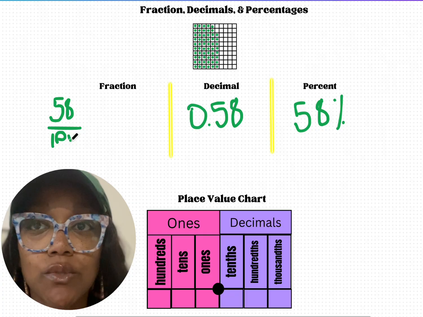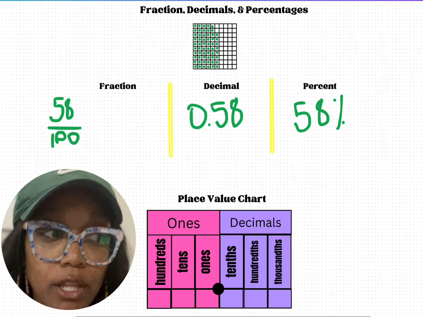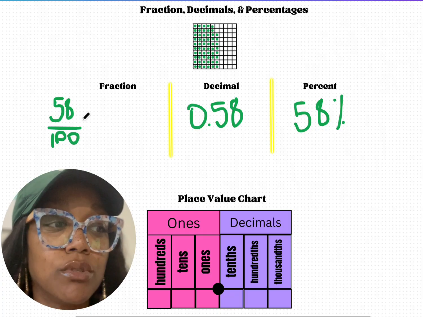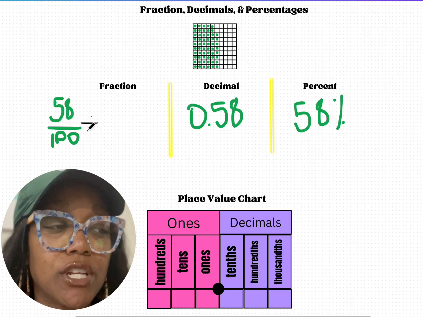So make sure you're using those words when you're talking to your students. You want to use numerator. You want to use denominator. You want to use tenths, hundredths, thousandths to make sure they know their place value.